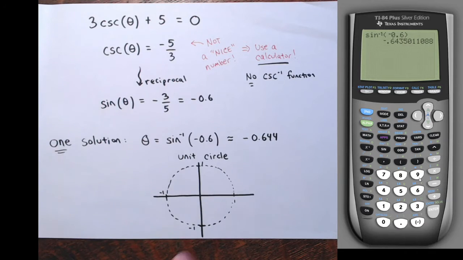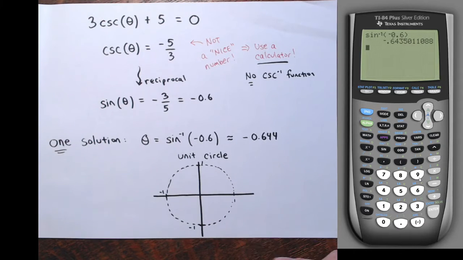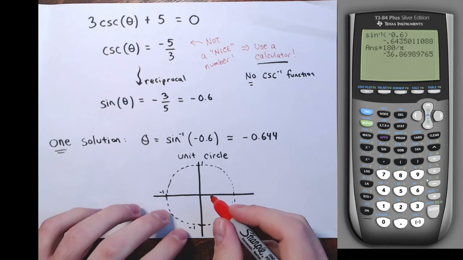And this angle here is negative. If you want, you can multiply by 180 over pi to get degrees. But negative, that's about negative 37 degrees. All right. But I'm going to keep it as radians, though. I'm just showing you, if you want to change it to degrees, it's easy.